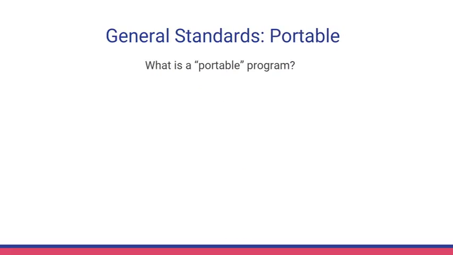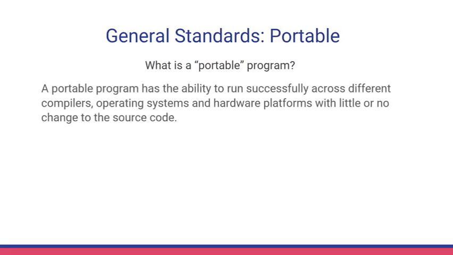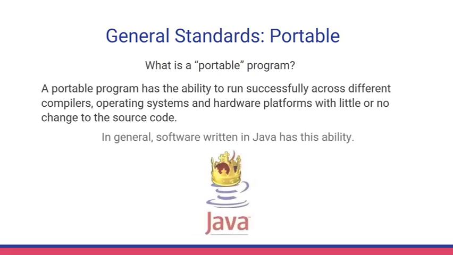Your program should also be portable. What is a portable program? A portable program has the ability to run successfully across different compilers, operating systems, and hardware platforms with little or no change to the source code. In general, software written in Java has this ability. Java was created using the write once, run everywhere philosophy, and it should produce identical results regardless of the CPU, operating system, or Java compiler.